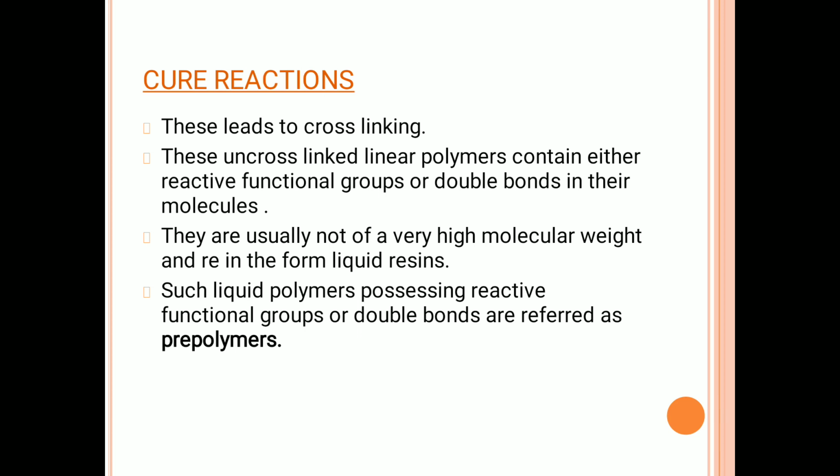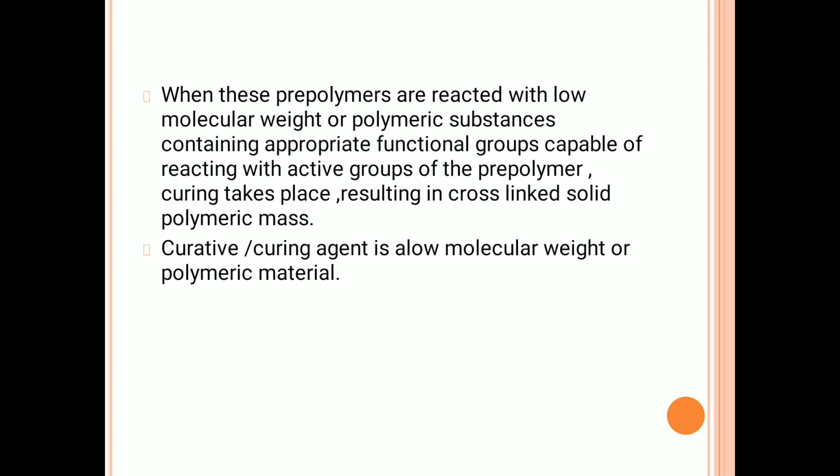They are usually not of very high molecular weight and are in the form of liquid resins. Such liquid polymers possessing reactive functional groups or double bonds are referred to as prepolymers. That is, these polymers containing reactive functional groups are called prepolymers, and these are important reactants in cure reactions. When these prepolymers are reacted with a low molecular weight or polymeric substance containing appropriate functional groups capable of reacting with active groups of the prepolymer, curing takes place, resulting in a cross-linked solid polymeric mass.